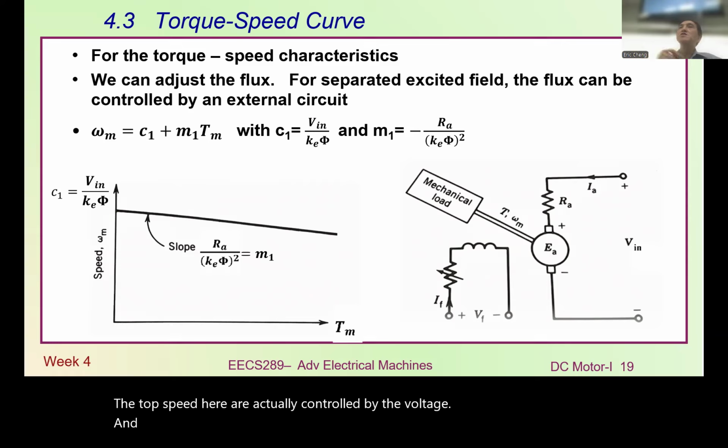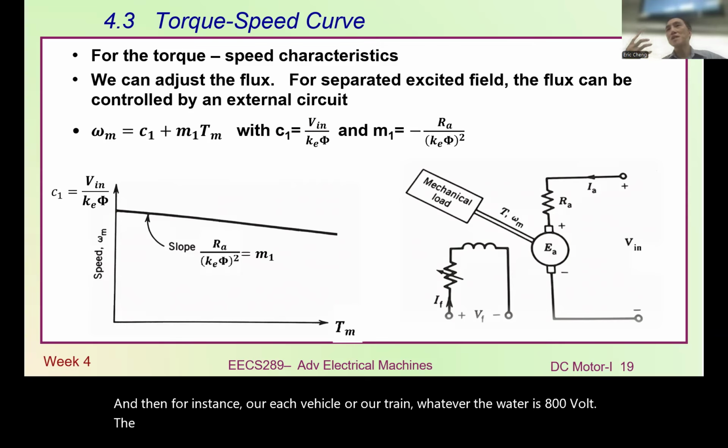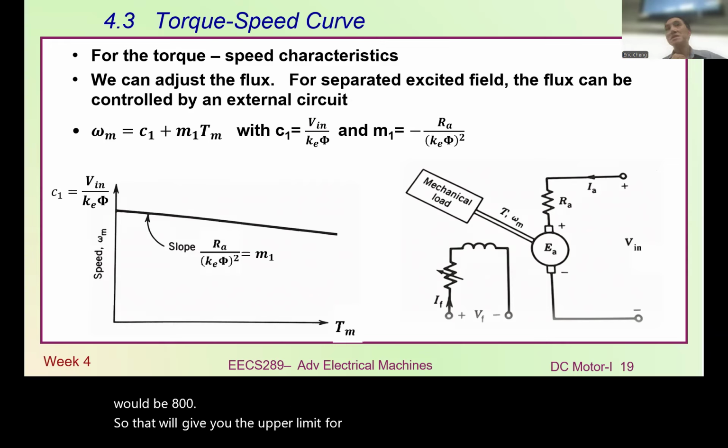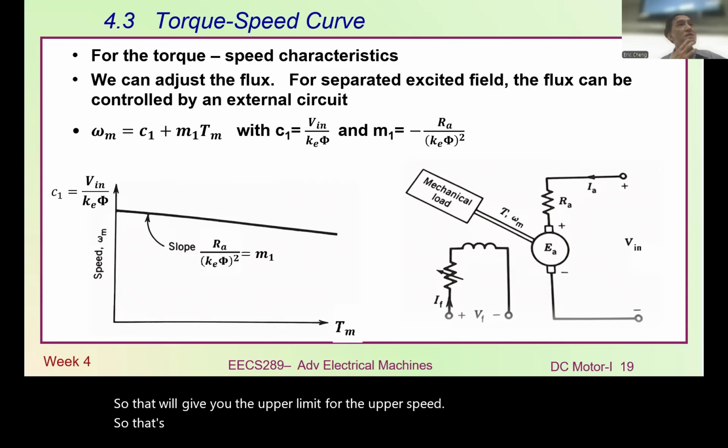For instance, if our electric vehicle or our train, whatever, has a voltage of 800 volt, then of course, whatever we do to control it, the maximum voltage I can apply to the motor will be 800. So that will give you the upper limit for the top speed. So that's quite reasonable, right?